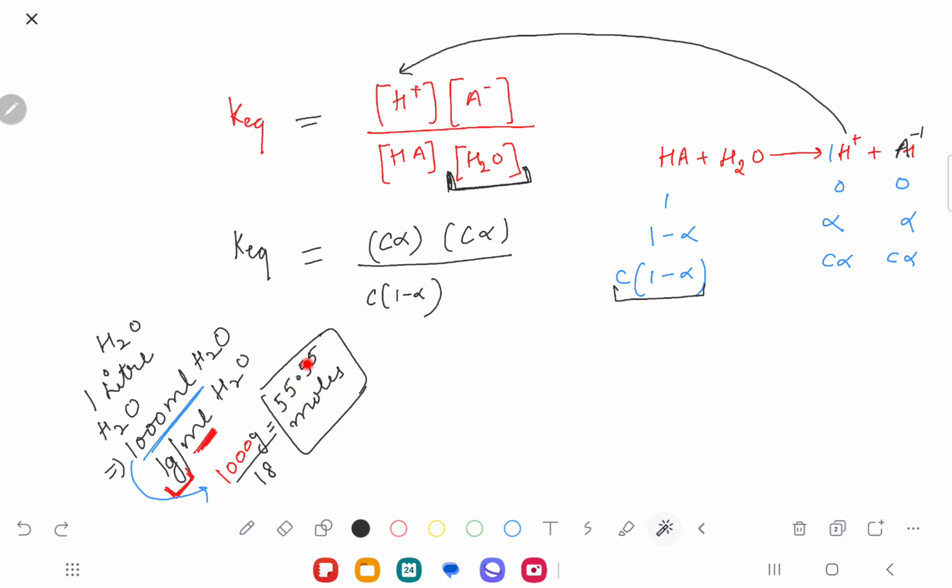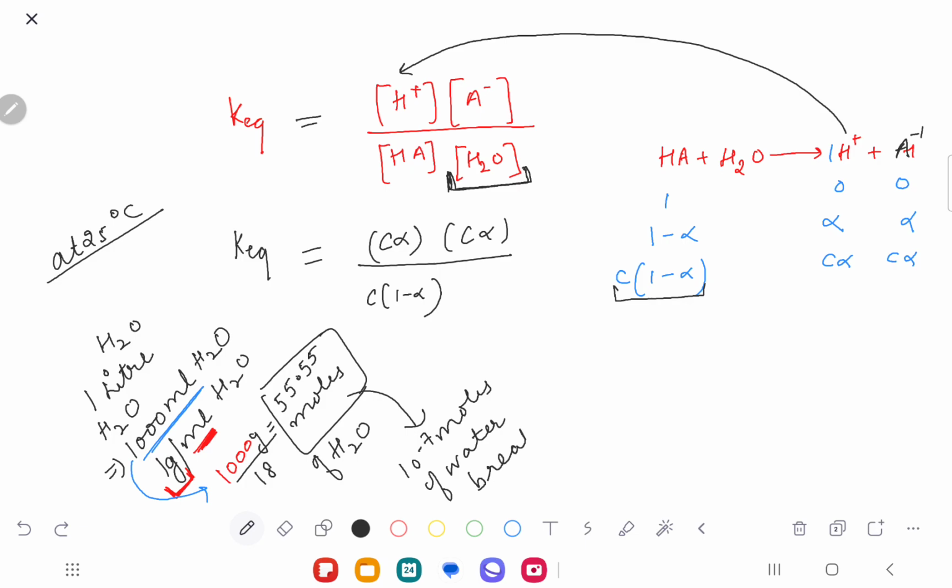So when we have 55.55 moles of water, and I told you that, at 25 degrees Celsius, out of 55.55 moles of water, only 10 raised to power minus 7 moles of water breaks. Yes or no? Only 10 raised to power minus 7 moles of water breaks. So when only this much amount of water breaks, what exactly do you think would happen? 10 raised to power minus 7 moles of water break.